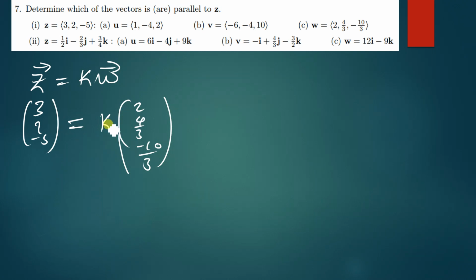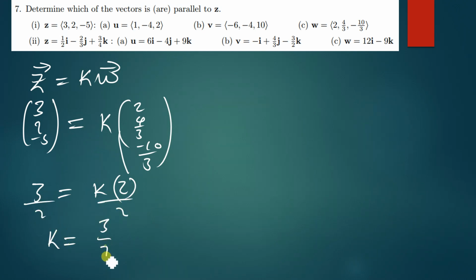So let us see if these two vectors are parallel. We get the first case there: 3 is equal to k times 2. When we divide by 2 on both sides, we find the value of k as 3/2. We move on to the second part there.